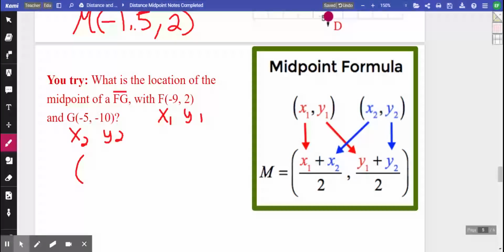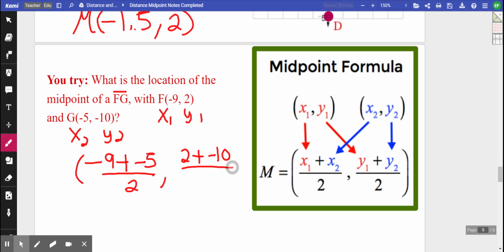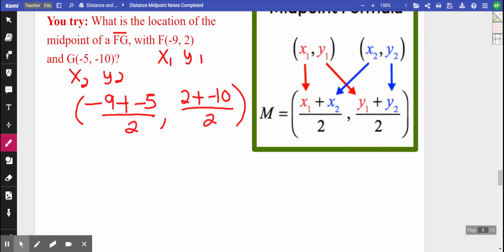So we have to add up our x's: -9 plus -5, divide that by 2. And then add up our y's: 2 plus -10, divide that by 2. When we simplify, -9 plus -5 is going to give us -14. 2 plus -10 will be -8.